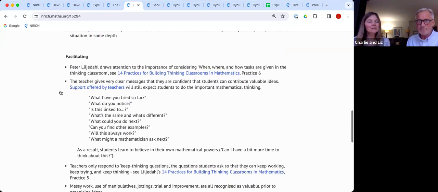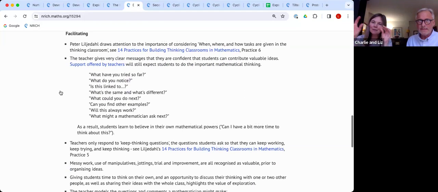Okay. Facilitating is about how to make what we've just said come alive in the mathematics classroom. What's the nitty-gritty that we as teachers need to be thinking about? Peter Liljedahl has written a book, 14 Practices for Building Thinking Classrooms in Mathematics, which is really worth reading, particularly in relation to exploring and noticing, which is practice 6. He offers thoughts about when you might introduce a task, right at the beginning of the lesson.